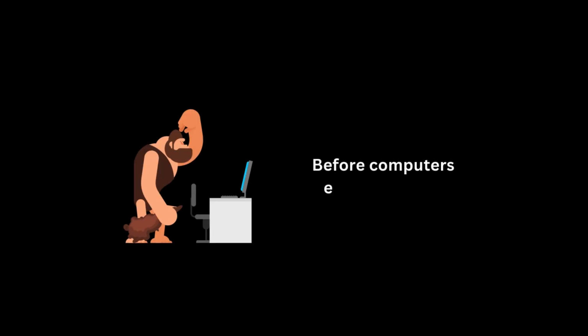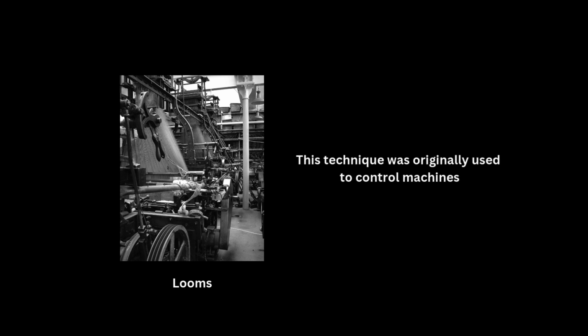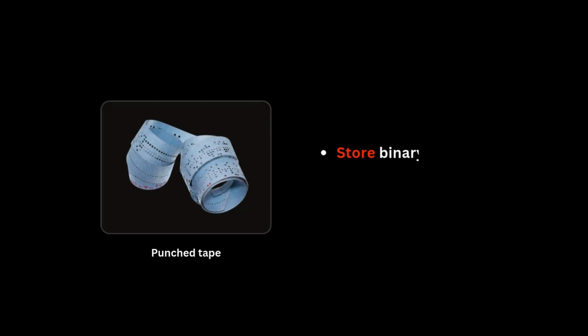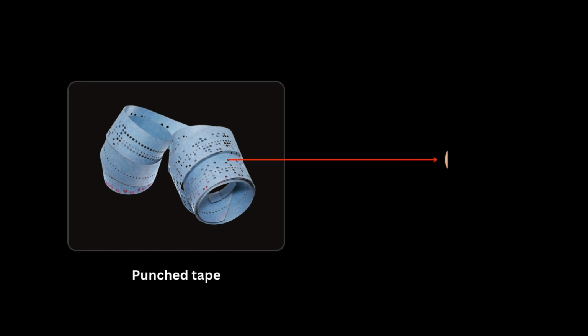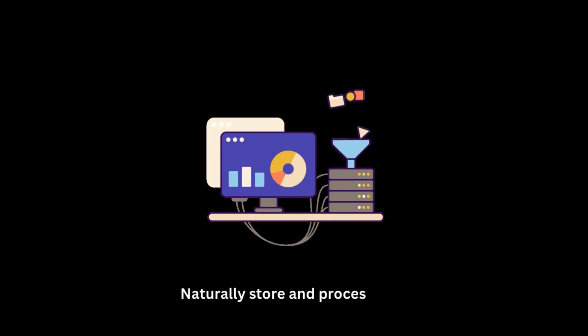Before computers existed, in 1725, people used punched tape to store data by making small holes in paper. This technique was originally used to control machines like looms and later for tasks like distributing music and sending telegrams. By the 1970s and 1980s, punched tape became a common way to store and transfer binary data to early computers. Each hole in the tape represented a 1, while no hole represented a 0. This system of ones and zeros is called binary, which is how computers naturally store and process data.